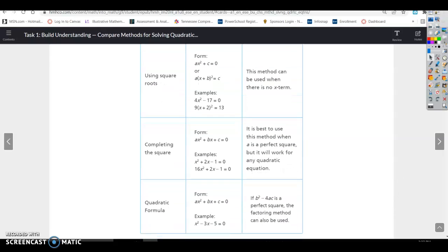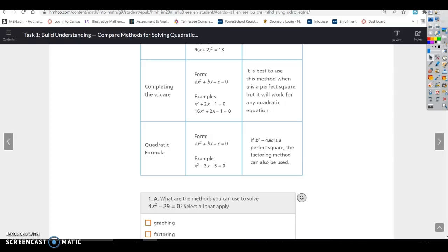Using square roots, if there's no b term, then you can solve by using just the square root. You would subtract c, divide by a, and then take the square root of both sides. So this is a method that only works if there's no linear term or x term. All right, completing the square. This works for most or all quadratic equations, but it's easier if your a is a perfect square. So even though you can use it for any quadratic equation, it's going to be quicker and easier if you already have ax squared to begin with.